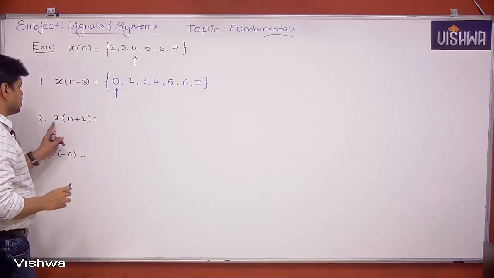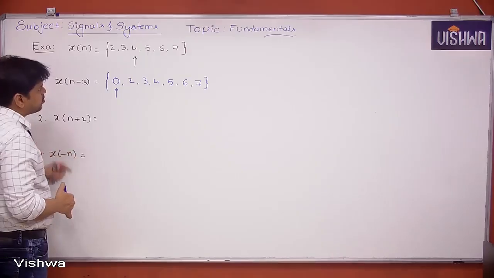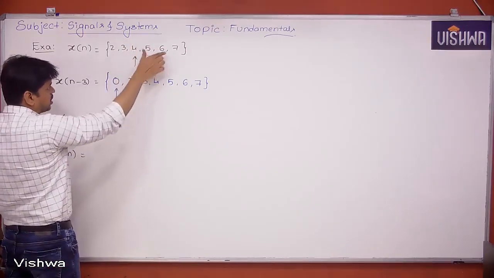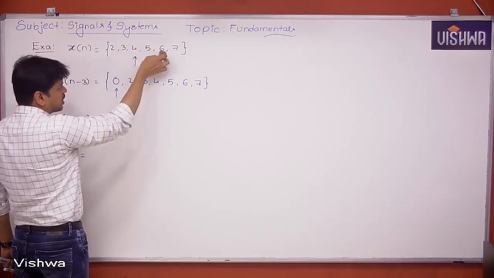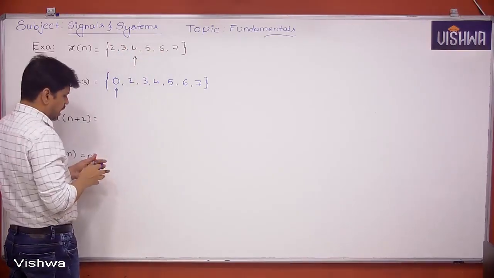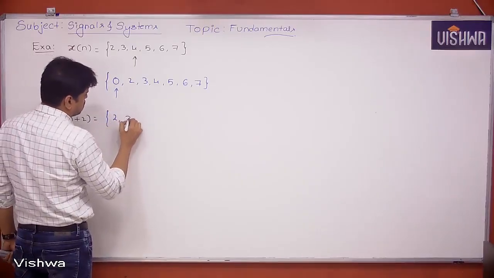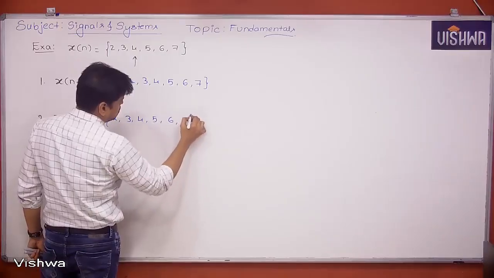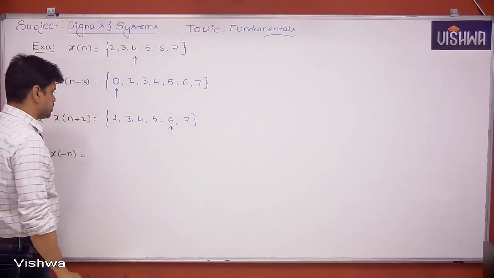Next, x of n plus 2. That means the sequence has to move to the left side by 2 units. Let's say if it is moving 1 unit in this direction, 5 comes here. If it is moving 2 units in this direction, 6 comes here. So the arrow position is at 6. 2, 3, 4, 5, 6, 7. Arrow is at 6. Next.